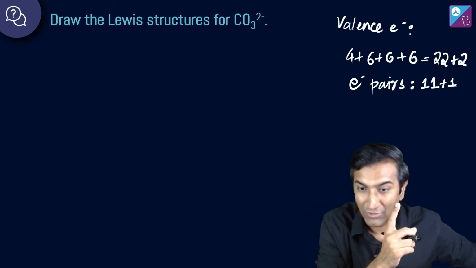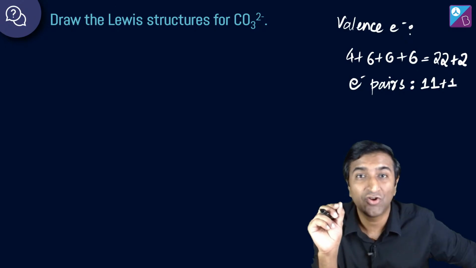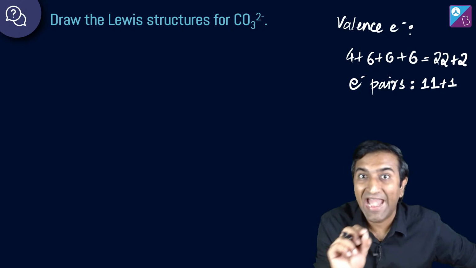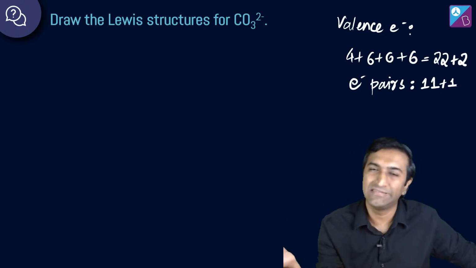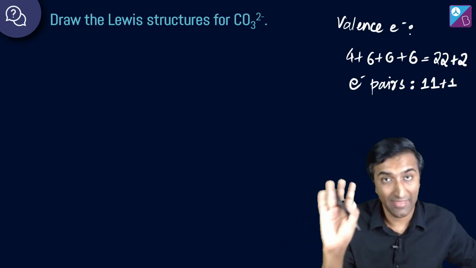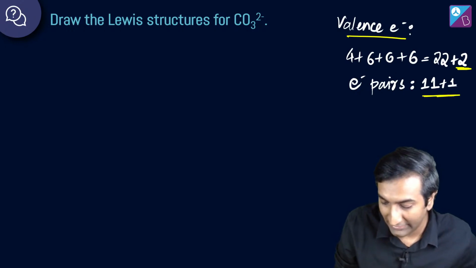देखो मैंने यहाँ पे क्या लिखा है. 22 + 2. Why did I write 22 + 2? Because 2 एक्स्ट्रा इलेक्ट्रॉन आ गए. अच्छा. So if you've got a negative charge, you add the number of electrons. If you get a positive charge, you subtract the number of electrons. ये तो बेसिक चीज ही है, बट याद करने वाली चीज है, इसको भूलना नहीं. ठीक है. तो याद रखना कि वैलेंस इलेक्ट्रॉन काउंट करते वक्त ऐड द चार्जेस. तो लोन पेयर हो गए 11 + 1.